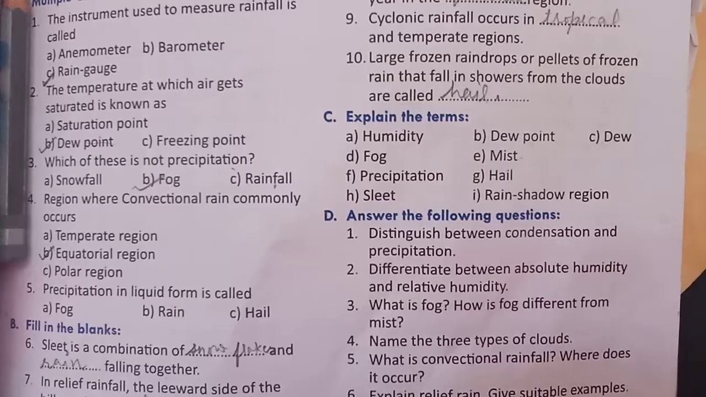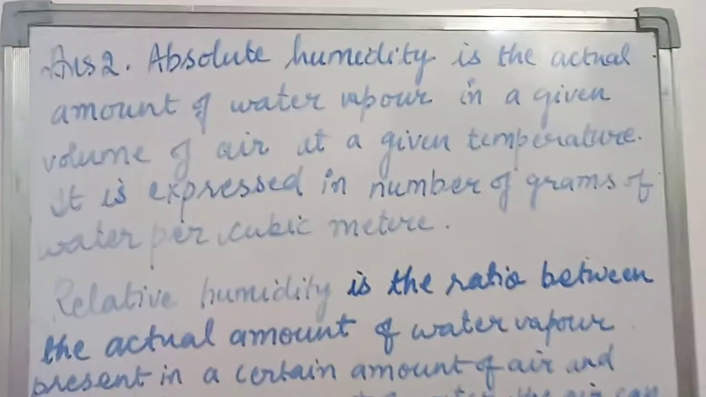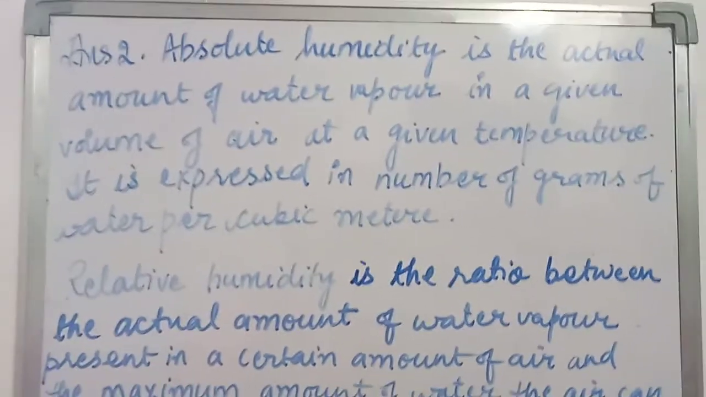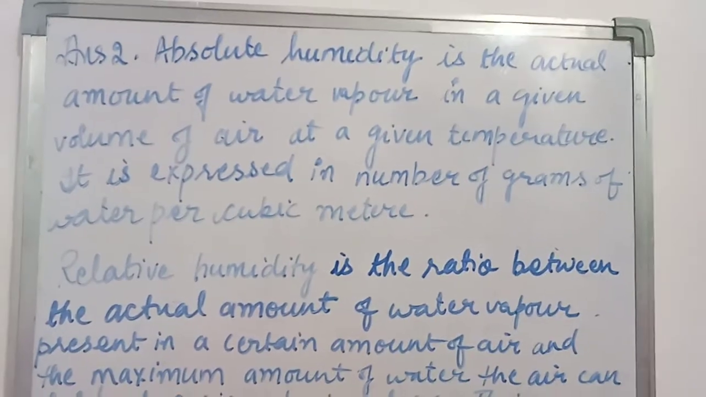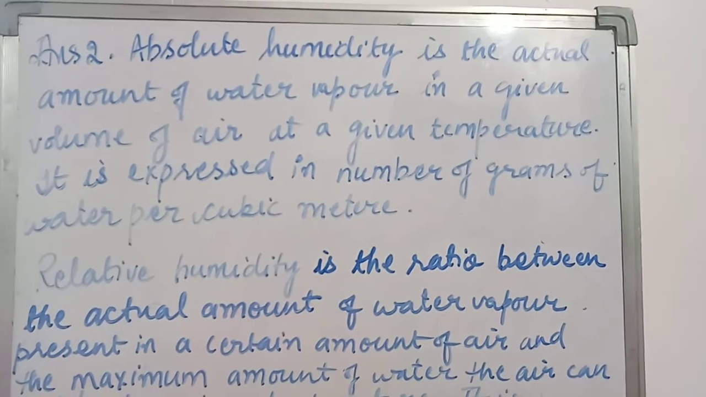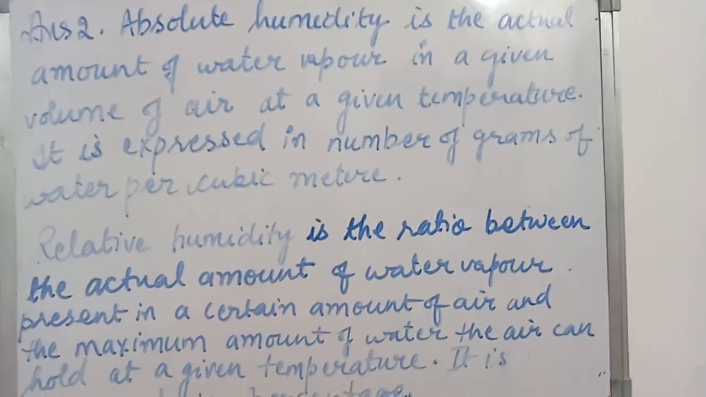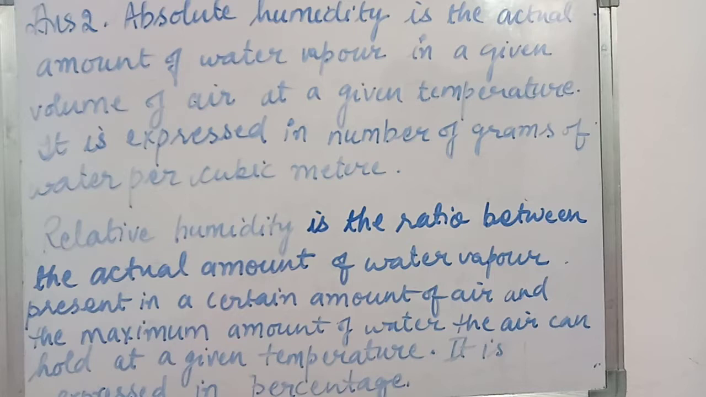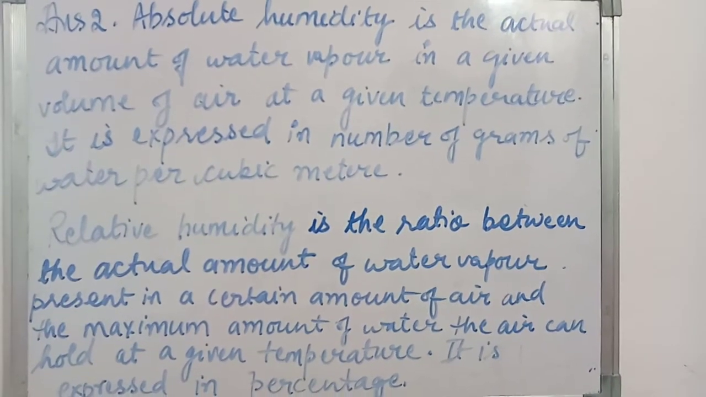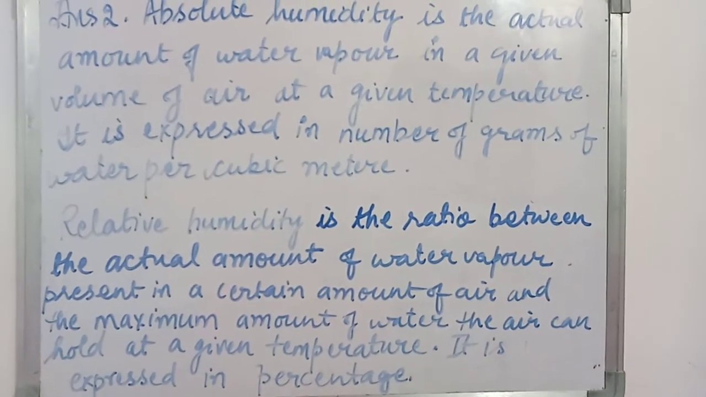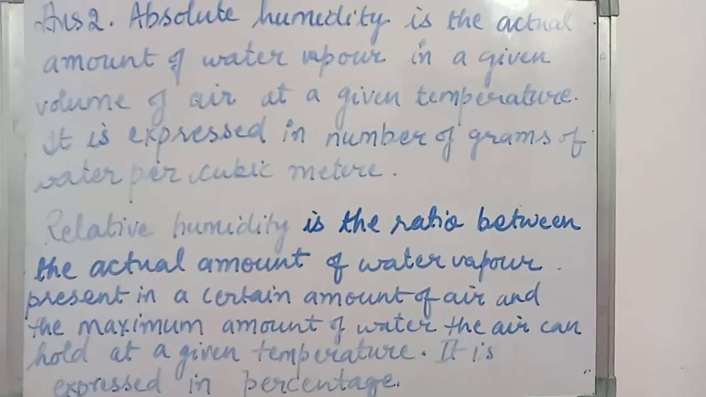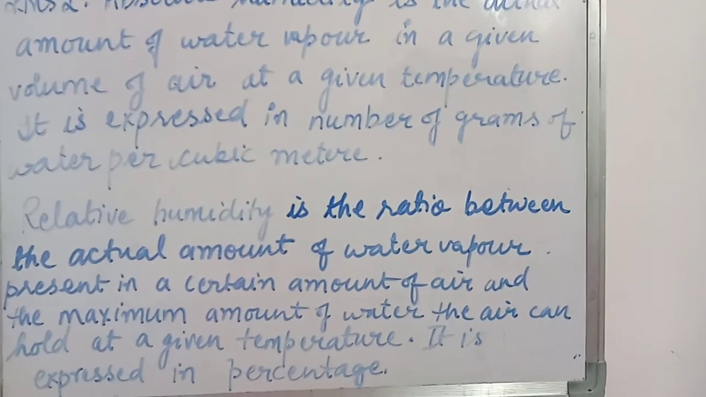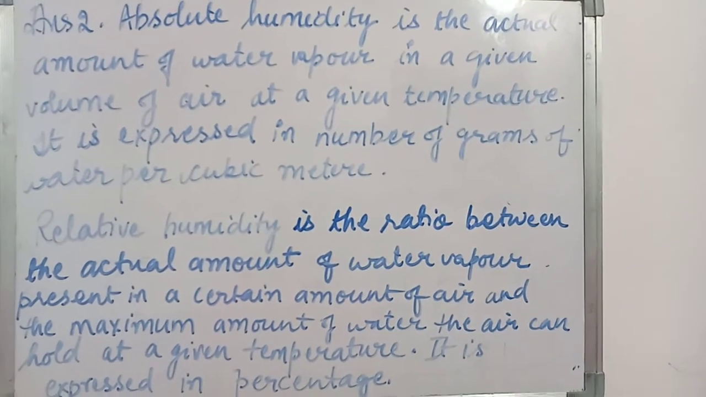Now the next question is: differentiate between absolute humidity and relative humidity. Absolute humidity is the actual amount of water vapor in a given volume of air at a given temperature, and it is expressed in grams of water per cubic meter. Whereas relative humidity is the ratio between the actual amount of water vapor present in a certain amount of air and the maximum amount of water the air can hold at a given temperature, and it is expressed in percentage. Is that clear?